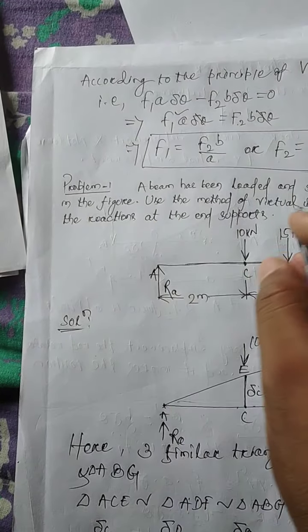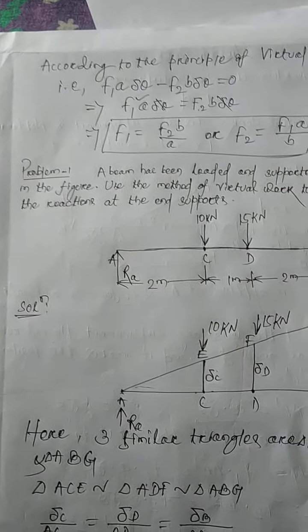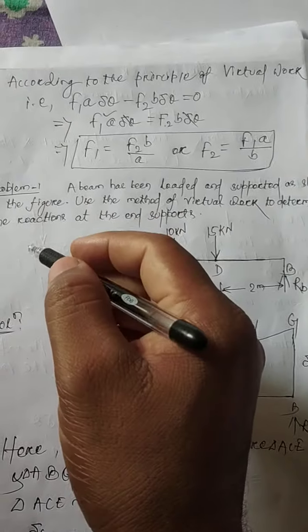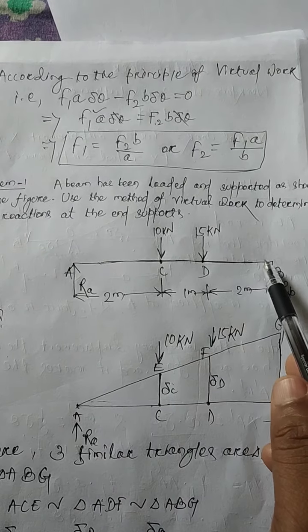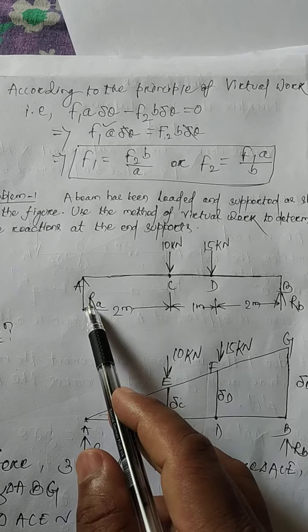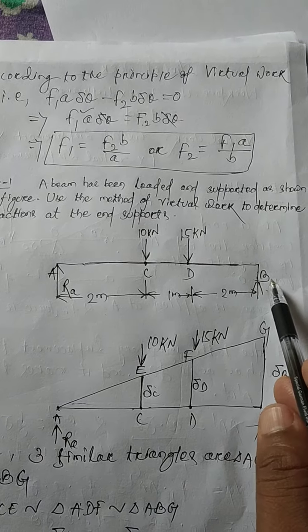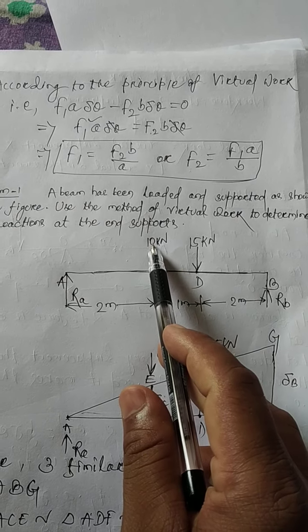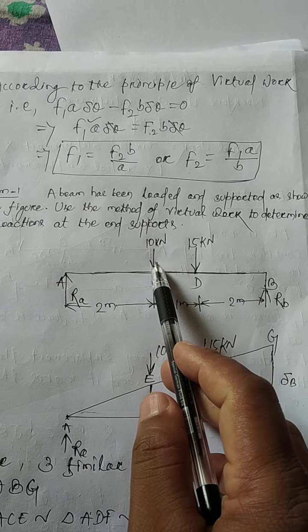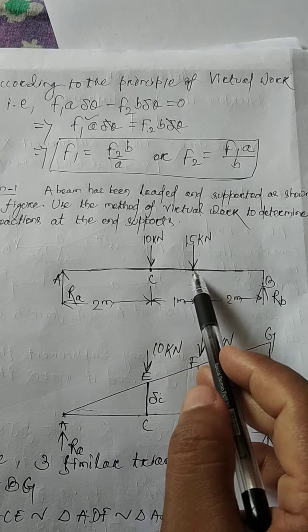A beam has been loaded and supported as shown in the figure. Use the method of virtual work to determine the reaction forces at the end support. See, this is the beam AB. At point A there is a vertical reaction force, and at B there is a vertical reaction force. At point C there is a 10 kilonewton downward force, and at point D there is a 15 kilonewton downward force.